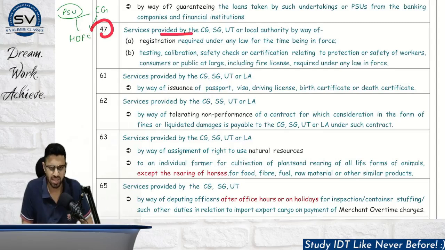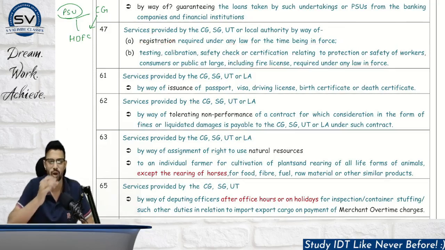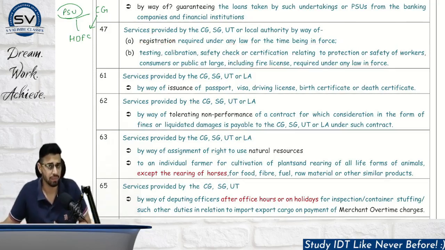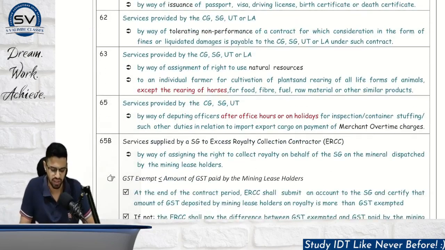Entry 47, services, this is very simple. Services by government, central, state, UT, local authority by way of registration under any law for the time being in force for testing, calibration, safety checks, certifications with respect to protection or safety of workers, consumers or public at large, fire license or any other licenses required by law. So for example, the FSSAI, the food related certification, fire license related certifications. So whatever businesses are taking these kinds of registrations under any law, whatever the fees are charged, that are exempt from GST. Services by government by issuance of passport, visa, driving license, birth certificate, death certificate, no GST on these kinds of certificates and fees.